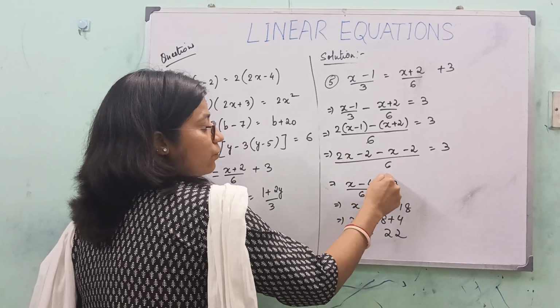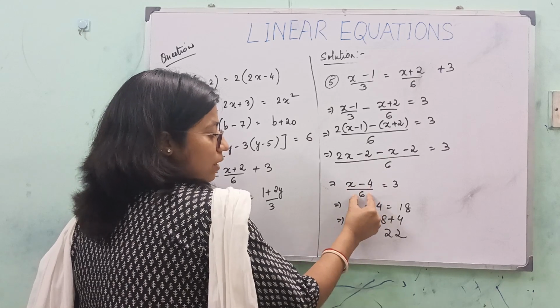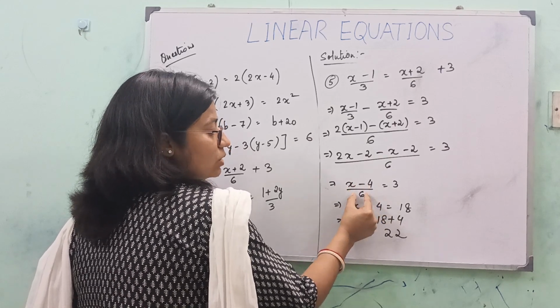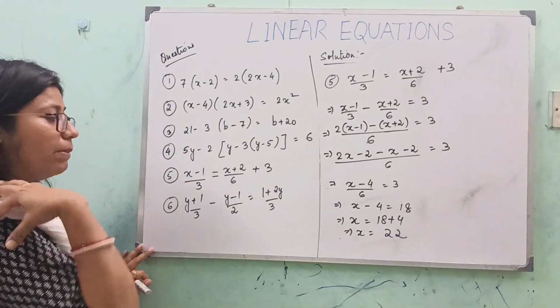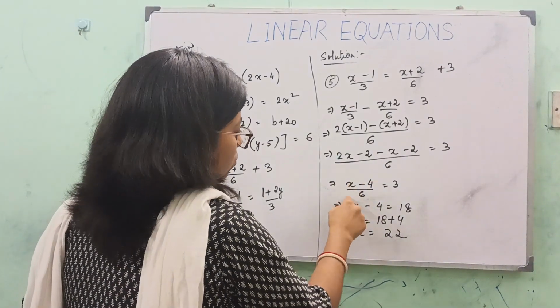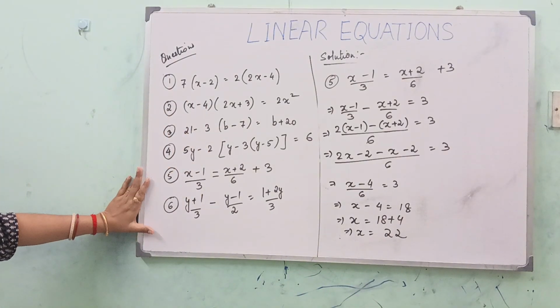Remember not to shift the 4 first. First shift the 6, because (x minus 4) as a whole is divided by 6. So unless you shift the 6 first, you cannot shift the 4. That has to be kept in your mind while you are doing this. So (x minus 4) by 6 is equal to 3. First the 6 is shifted, so it becomes x minus 4 is equal to 18.